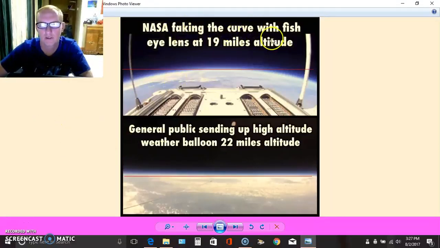NASA faking the curve with fisheye lens at 19 miles altitude. Now, when you look outside, you should see this curve like this. You don't see a curve like that. Ever. You'll never see that. Because this is fake. But that's what it should look like. When you go outside, I don't mean this high. When you go outside, it should be curving like this, no matter how high you are. It should be curving. You should be able to see that curve right there. Period.